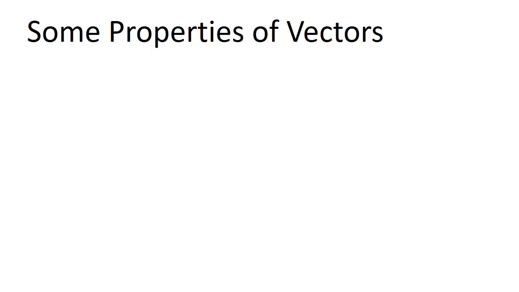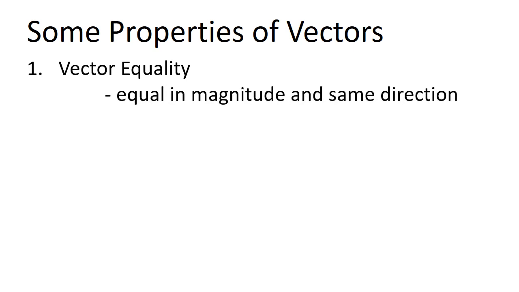Vectors have properties, and here are some of those properties. Number 1, vector equality. Two vectors are equal if their magnitude and direction are the same. Number 2, vectors can be multiplied by a scalar quantity.